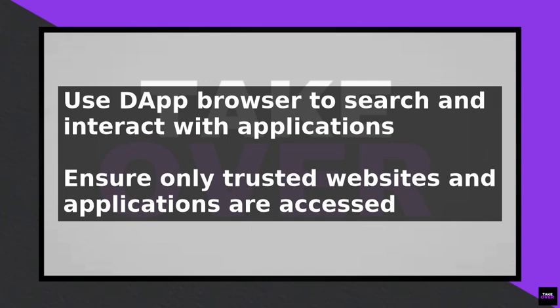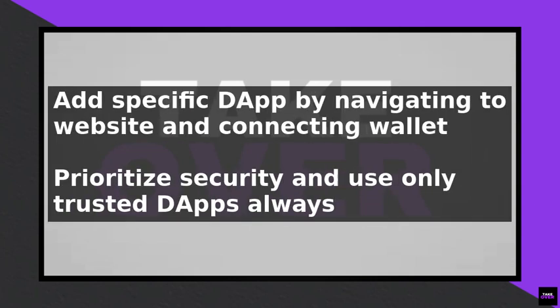To add a specific DApp to your browser, simply navigate to the DApp's website and follow the prompts to connect your wallet. Once connected, you can use the DApp's features and functions. It is essential to understand that the DApp browser in Trust Wallet allows you to interact with decentralized applications, but it is your responsibility to ensure the security and legitimacy of the applications you use. Always do your research and exercise caution when interacting with new dApps.